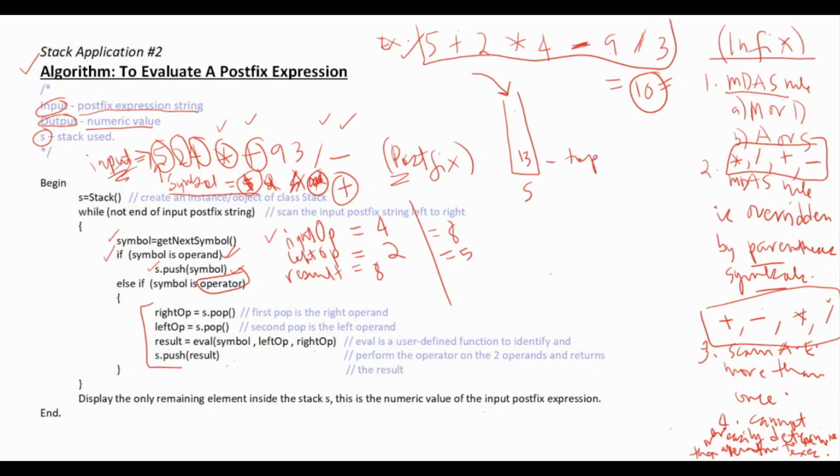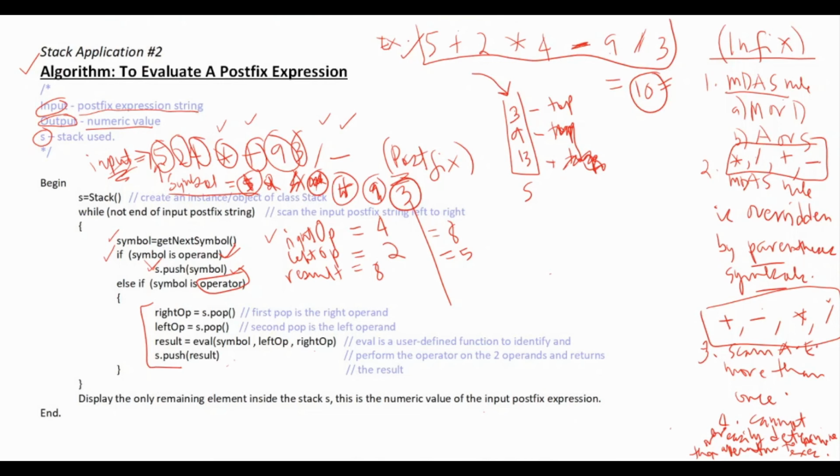Next iteration, symbol is equal to 9. And it is an operand, so we push that into the stack. So we have here 9 on top of 13, and this is now the new top. Next iteration, we get 3 as the value of symbol. It is an operand, so we push that into the stack. So we have here 3 on top of 9, and so this is the new top. Now stack S has 3 elements.